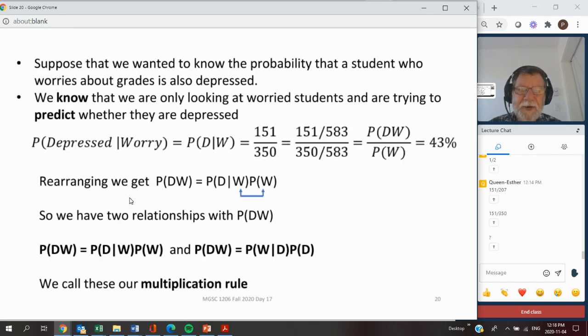Okay? So with this one, I had depressed given worried. So among those that worry, what proportion are depressed? And you got the 151 out of 350. And again, dividing top and bottom by 583, I get the probability depressed and worried, like I had before. But on the bottom, I've got probability of being worried. So that's again very similar to what I had before. But look at this one. I've got depressed and worried is now probability depressed given worried times probability of worry. And I keep drawing attention, these two things match up.